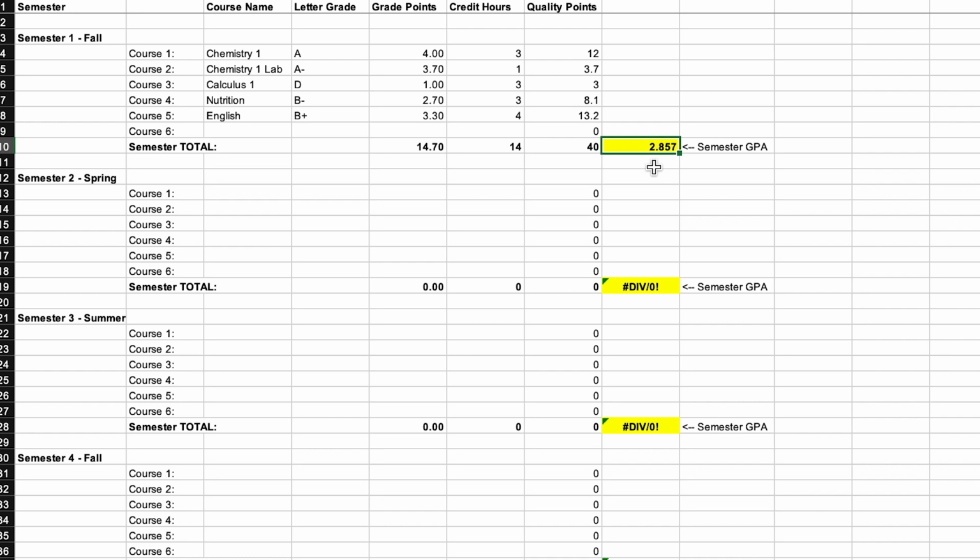The semester GPA is simply your total quality points divided by your total credit hours. So it's this number divided by this number. And that gives us a 2.857 in this case. Now, there are complicated exceptions and caveats to exactly what courses get counted as part of your overall and different GPAs, which I'm going to cover now.